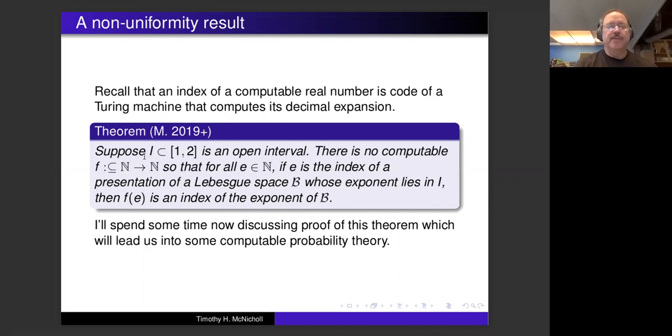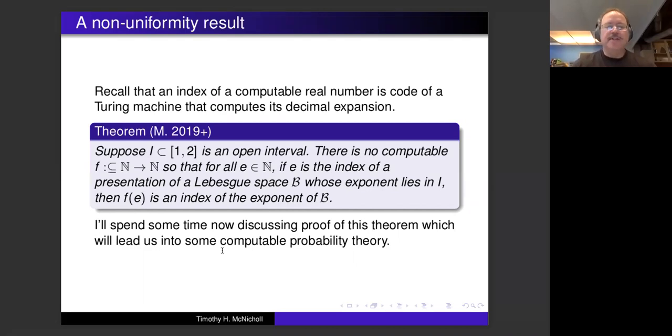In particular, it gets even worse. Even if you start with an interval I, and you allow yourself the assumption that you're only dealing with Lebesgue spaces whose exponent lies in I, the situation doesn't get any better. You still can't uniformly compute exponents of Lebesgue spaces from their presentations, even when you know the exponent lies inside that open interval. So you would think that if it's not uniform, then maybe if you know a few norm inequalities, that might give you enough information to compute the exponent, but this is saying no, even that won't do it for you.